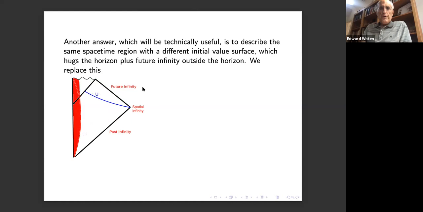But there's another way to look at it, which is technically useful, which is to use a different initial value surface that has the same domain of dependence. For this, we take the initial value surface to hug the horizon plus future infinity outside the horizon. So we replace U with this one. This is a new U. It encompasses the future null infinity and also the part of the horizon to the future of the cut determined by the old U. So our new U is this one with the same domain of dependence.